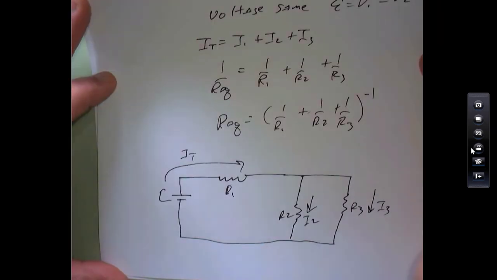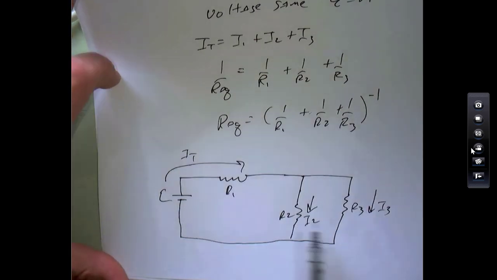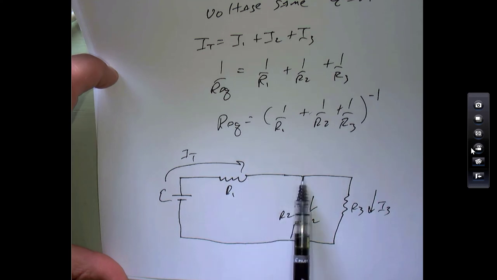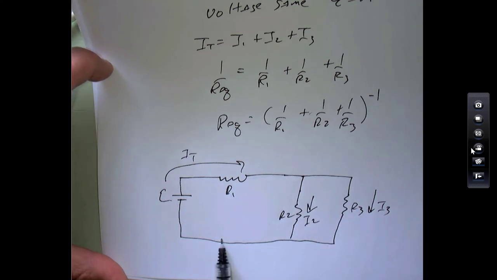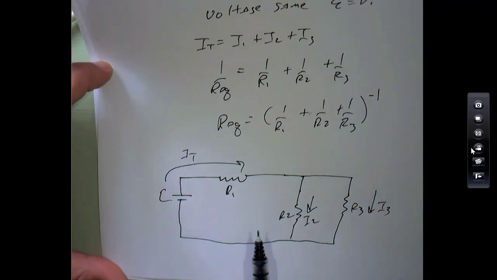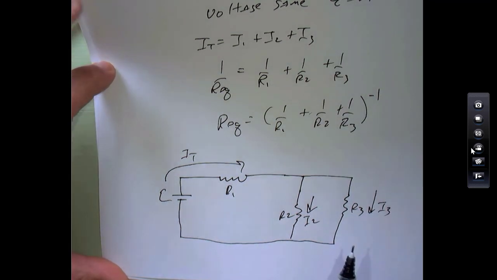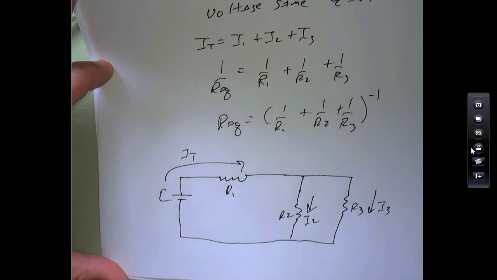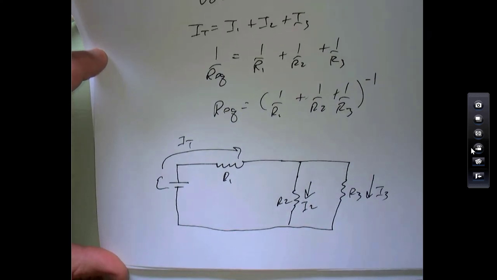Now this is a combination of series and parallel. R2 and R3 are in parallel. Current comes in here, splits off, some goes this way, some goes this way, then it comes back together. So R2 and R3 are in parallel, and this combination is in series with R1. So look back at exam 2. There was a problem just like this on practice exam 2.